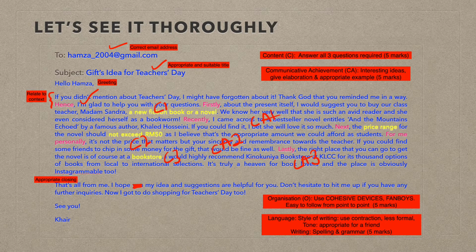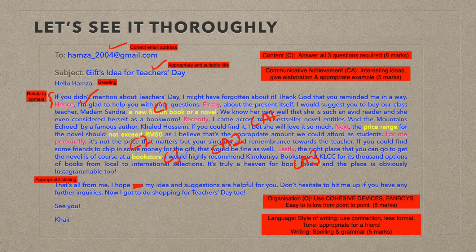So the language style can be a little bit informal for email. Less formal tone, appropriate for a friend. So this is an email addressed to a friend, so I believe it should be lively. It should be fun to read. And obviously for the spelling and grammar, you have to take care of it also, so that your language mark will be high.